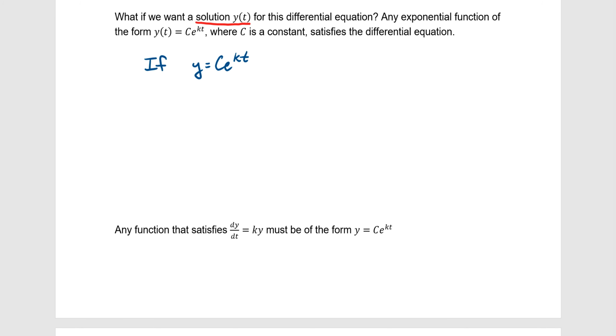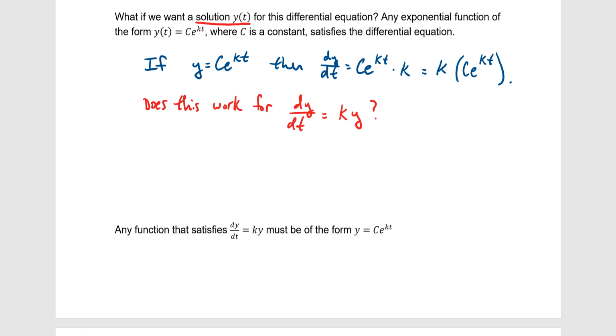If we have our function y equals c e to the kt, where c and k are both constants, then we can take the derivative of this. We know how to take the derivative, dy dt. That's going to be chain rule. That's going to be c e to the kt times the derivative of the exponent, which is k. So that is what the derivative would be. Let's rewrite that as k times c e to the kt, for a reason we'll see in a second.